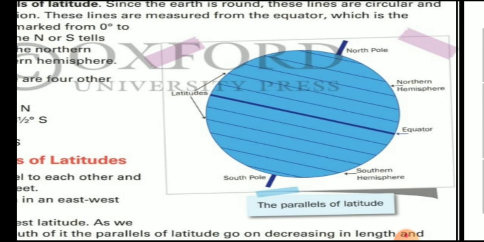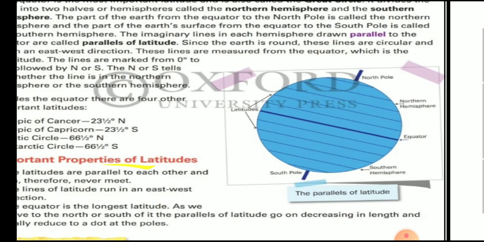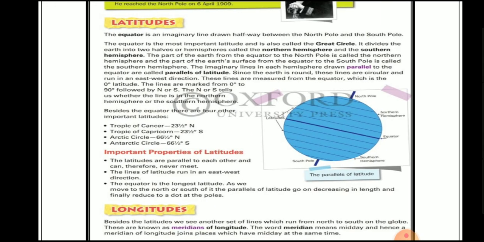This one dark line is called the equator, and it is drawn in the center of the earth, on the globe. It divides the earth into two halves, or hemispheres, called the northern hemisphere and the southern hemisphere.